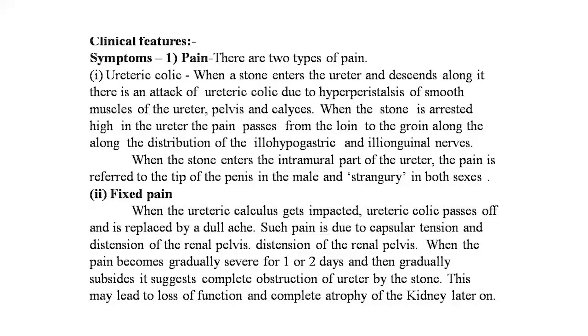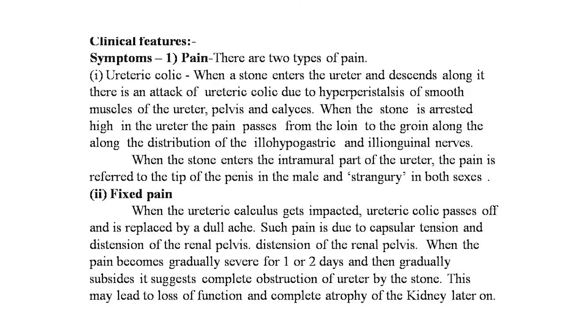Now the clinical features. First are the symptoms. Pain. There are two types of pain: one is ureteric colic and the second is fixed pain. Ureteric colic: when a stone enters the ureter and descends along it, there is an attack of ureteric colic due to hyperperistalsis of the smooth muscles of the ureter, pelvis and calyces.